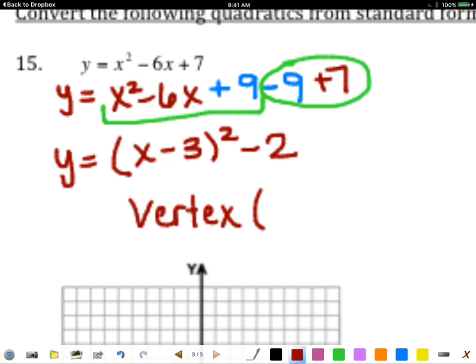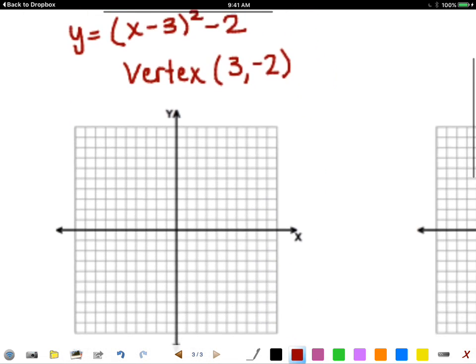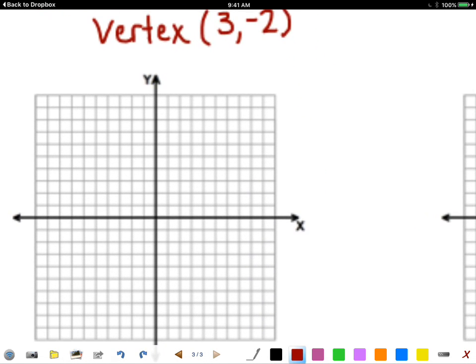Okay, so what's the vertex? 3, -2. Okay, so go to your graph and go to positive 3, -2, plot it, and then what? Then you can go up 1, up 3, over 1. Very good. Do you know what comes after the up 3, over 1? Has anybody figured that out?